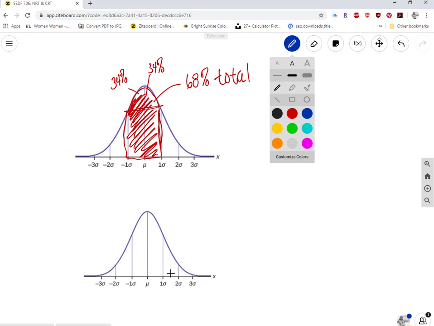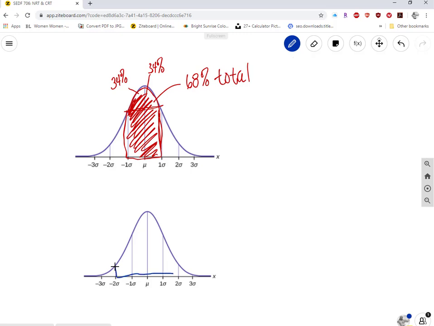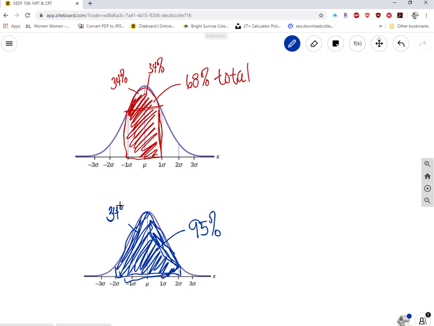Within two standard deviations before and after the mean, there is a probability of approximately 95% of something occurring, or a test in the case of the IQ test, of someone scoring between two standard deviations before and after the mean. So that would be a 95% total. Now we already know that this part is 34% and this part is 34%. I'm going to write total right here.